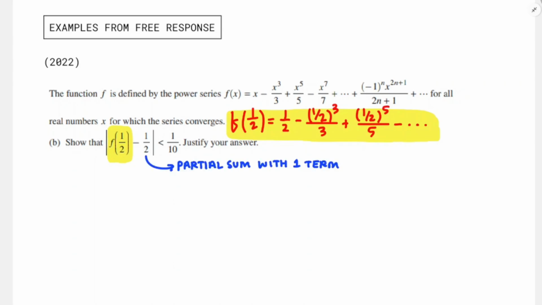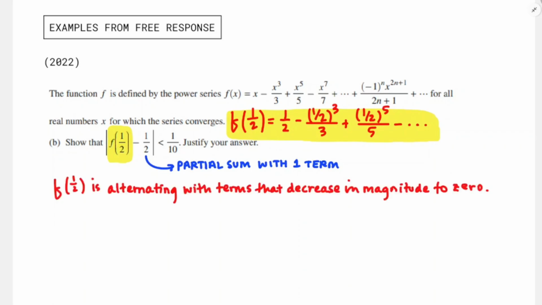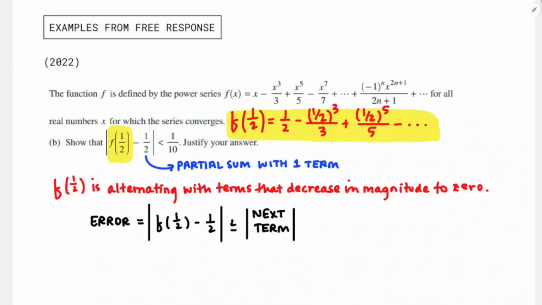And I think what they wanted you to notice was that 1/2 was the partial sum that you would get if you used only one term. Now, the highlighted expression in red is an alternating series whose terms decrease in magnitude to 0, which means that it converges by the alternating series test. And that means we can use the alternating series error bound on it. So we're going to say that the error, which we could also characterize as the absolute value of the difference between f of 1/2 and 1/2, is going to be no more than the absolute value of the next term.